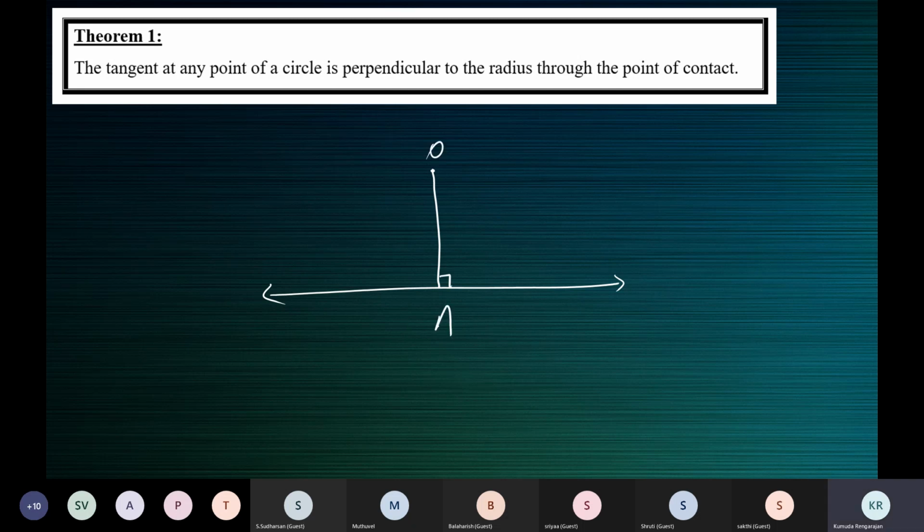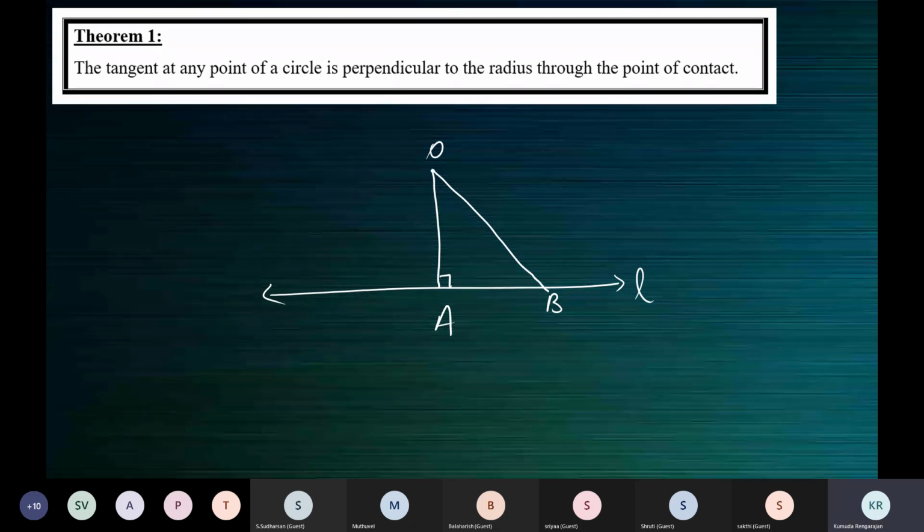So it's given that OA is the shortest distance. We'll take another distance OB. Sorry, it's given that OA is the perpendicular distance between O and L. OA as the perpendicular distance is given to you. We need to understand why it's the shortest distance. Okay, so it's a perpendicular distance.